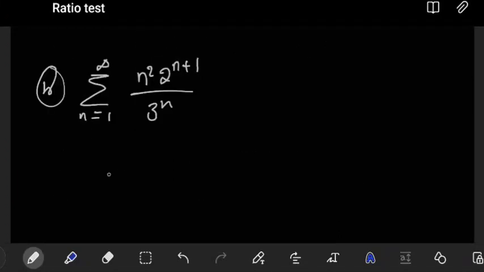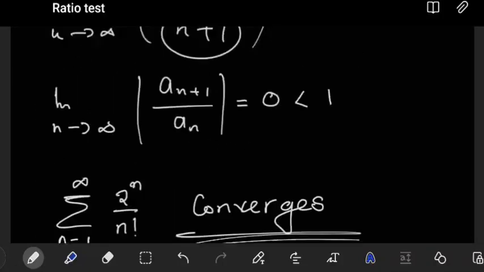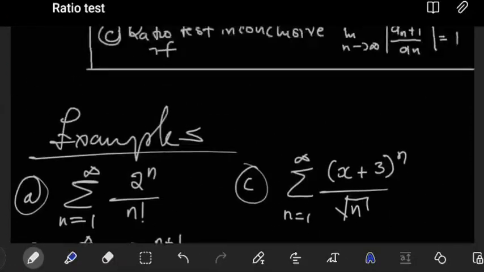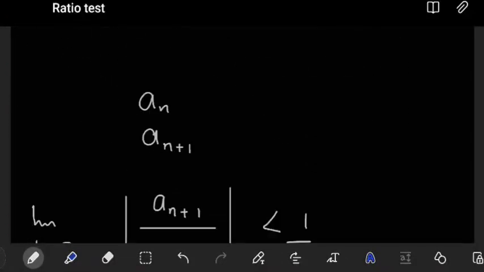So let's quickly look at the second example. Just like before, first we get what our a sub n is, and in this case we have n squared. Just make sure that it's n squared. Yes, that looks like n squared.